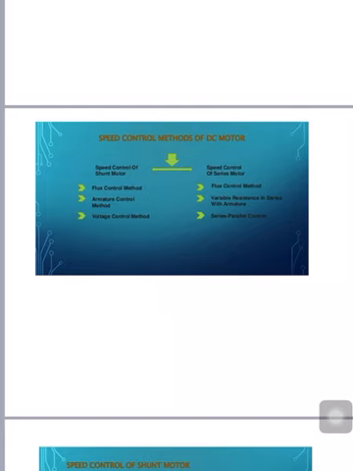The field diverter method uses a diverter. The field flux can be reduced by shunting a portion of the motor current around the series field. The lesser the diverter resistance, the less the field current, and the less the flux, therefore more speed. This method gives speed above normal, and it is used in electric drives where the speed should rise sharply as soon as the load is increased.